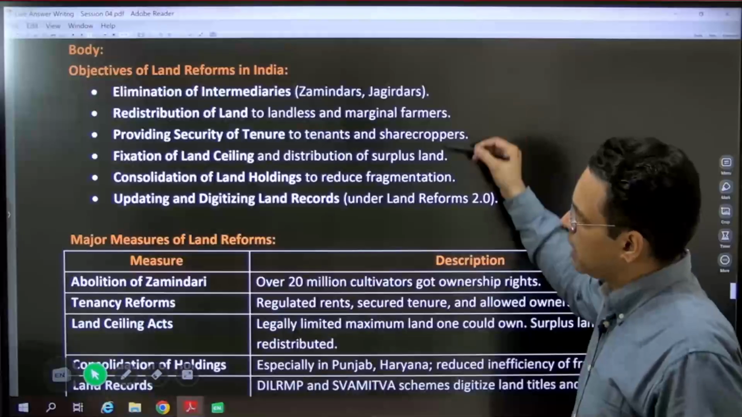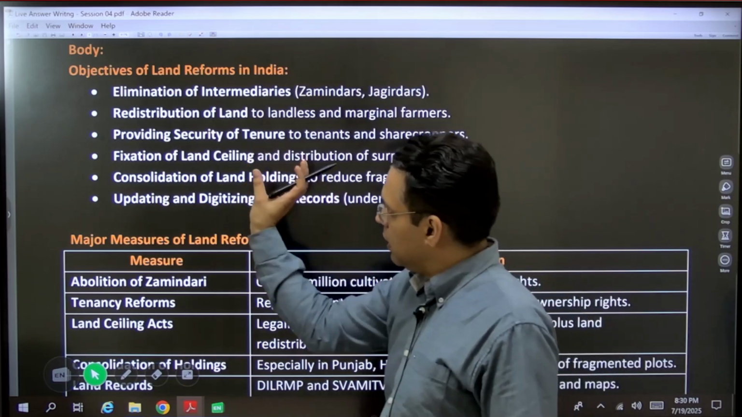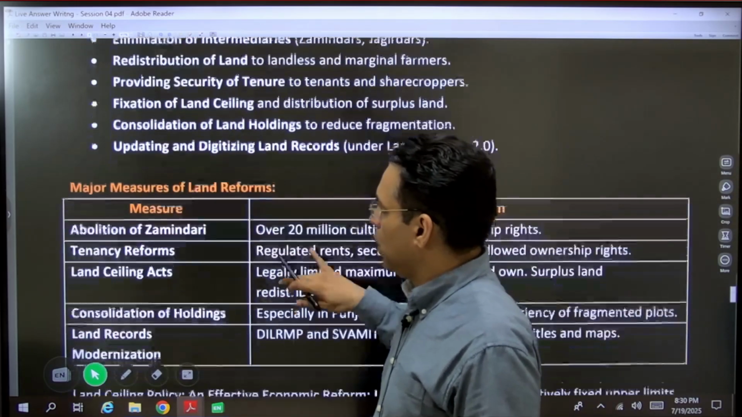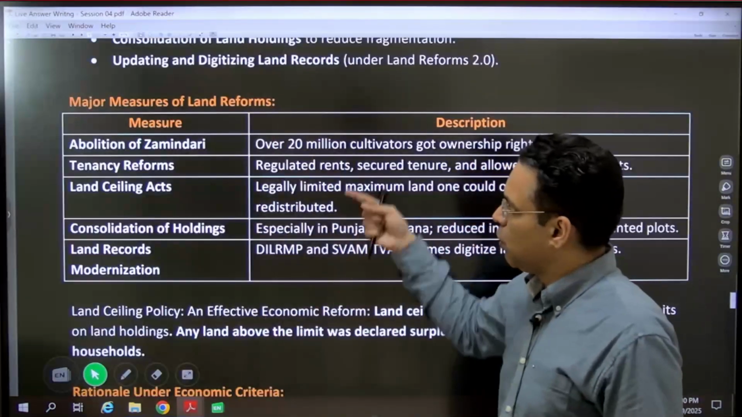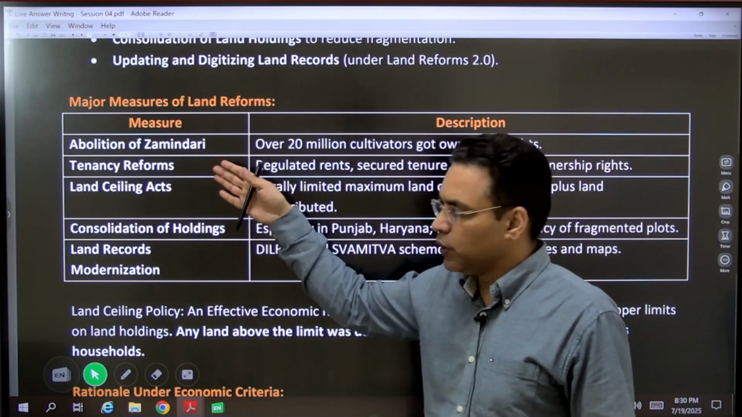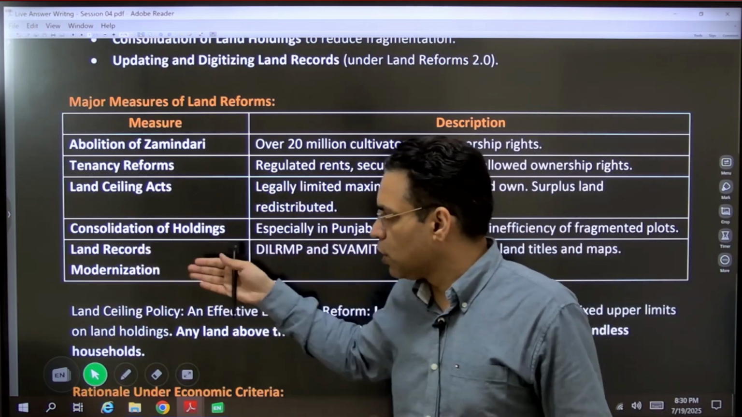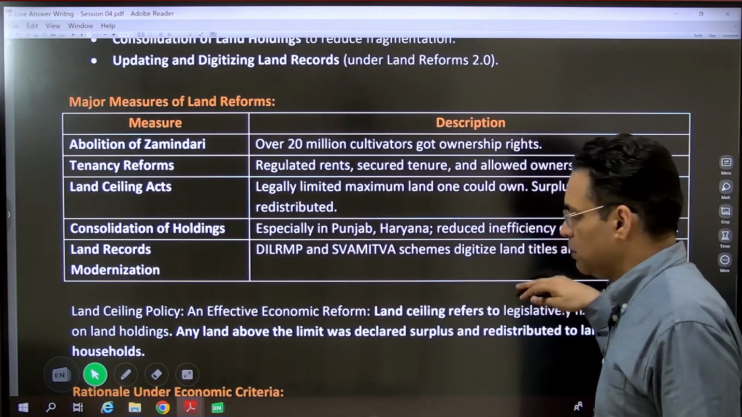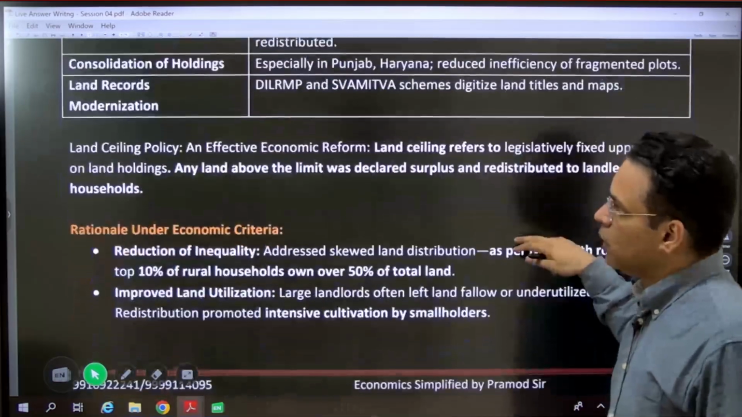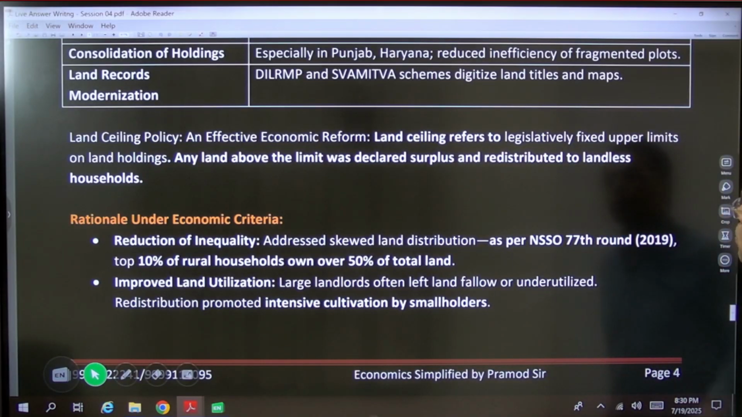So objective same है, elimination of zamindari system, redistribution of land, providing land ceiling, security of tenure, और यहाँ पे गवर्नमेंट ने बहुत सारे मेजर किए. Now when you try to look at the land reform, the first three land reform was mainly in the first phase. Last की जो land reform है, these are land reform 2.0, land record modernization, स्वामित्व स्कीम, ये हमने लास्ट क्लास में पढ़ा था. So land and effective economic reform, land ceiling was to fix the upper limit.